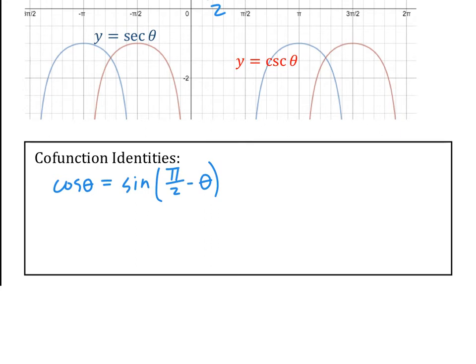I'm going to write all the c's first. So, maybe I'll write this first. So sine theta is the same. It's going to be cosine of pi over 2 minus theta. So this is how you're going to remember the relationship between them is always pi over 2. And to get to the other one, it's pi over 2 minus the angle.